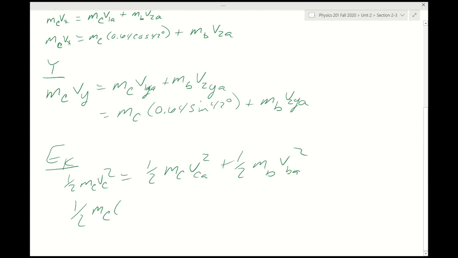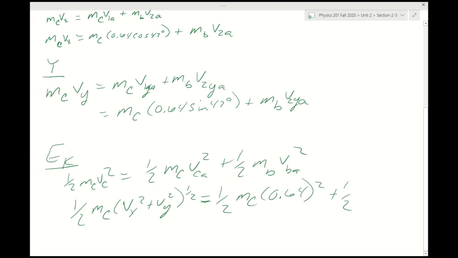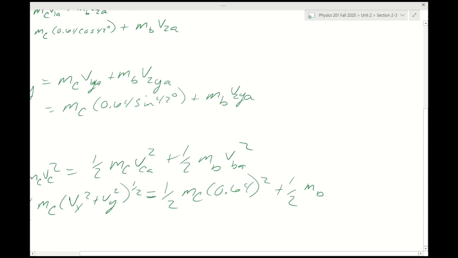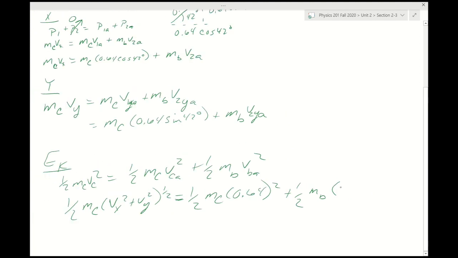Now we can think of Vc squared as Vx squared plus Vy squared, to the 1/2. Now we know, in fact, the speed of the cue ball. That was 0.64, so we can square that. And we can do the same thing that we did for the initial velocity of the cue ball for the 9-ball after the collision.